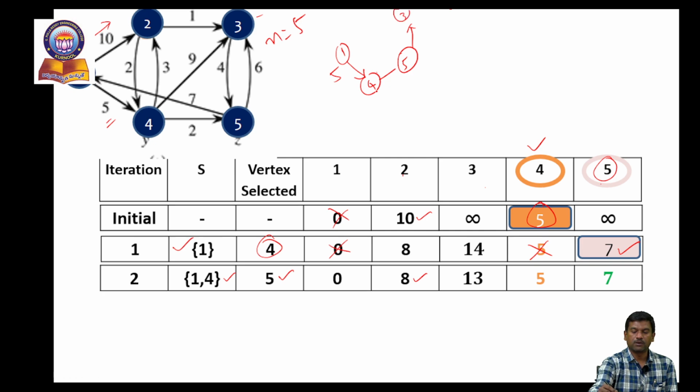And what is the total cost? That is 4 to 5 with the cost to be equal to 2, and 5 to 3 with the cost to be equal to 6. And what is the total cost? 5 plus 2, 7 plus 6, that is equal to 13.